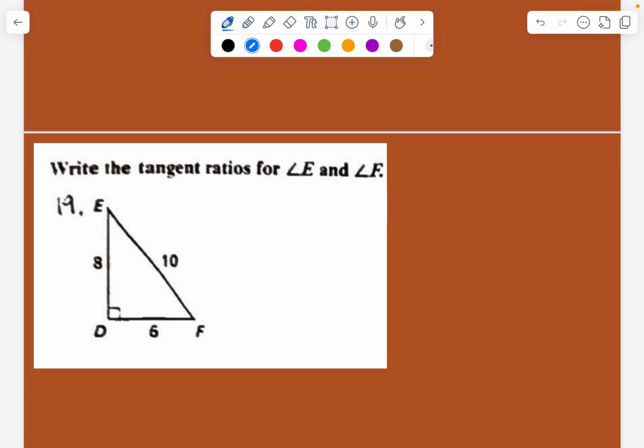Number 19, we're going to write the tangent ratios for E and F. So we're going to start off at E, and when we do E, this one's going to be our opposite. And between 8 and 10, 8 has to be the adjacent, because 10 is going to be our hypotenuse, and that will not move. The right angle always points to your hypotenuse.